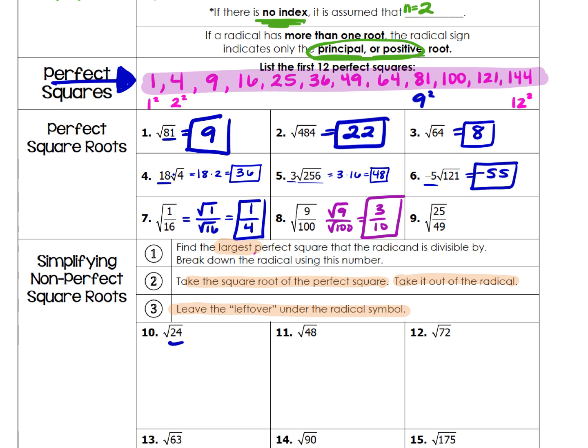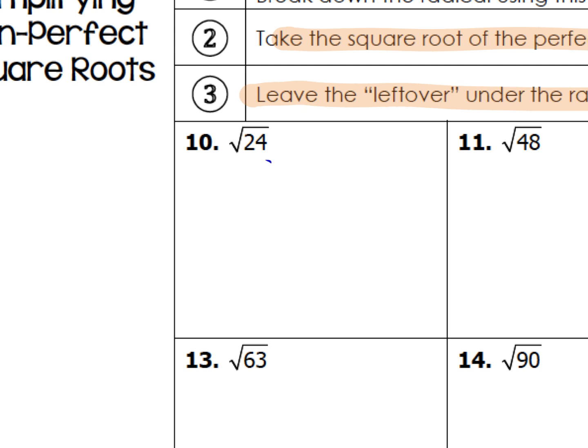Yes, you could divide by 12. Yes, you can divide by 8. Yes, you can divide by 6. But none of those are perfect squares. You are looking for a perfect square that you can divide that number by. So I can divide 24 by 4, okay? So really what I'm going to do is break this into a perfect square and a non-perfect square.